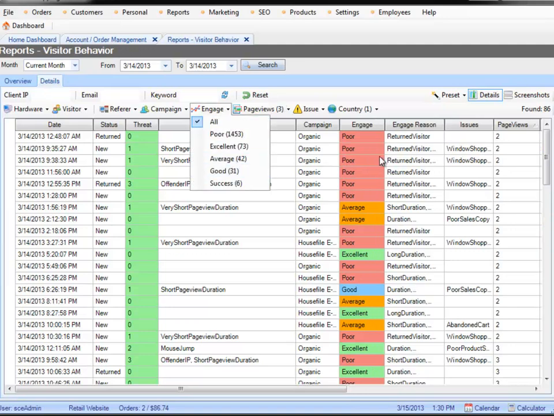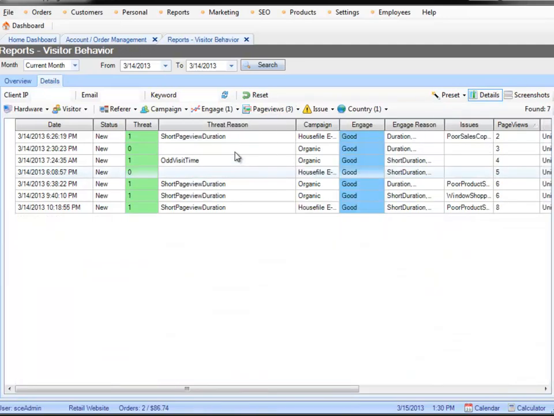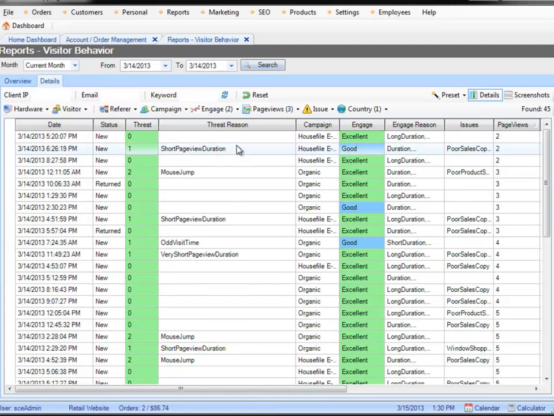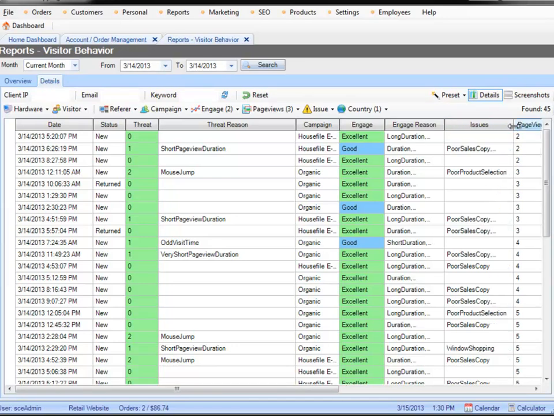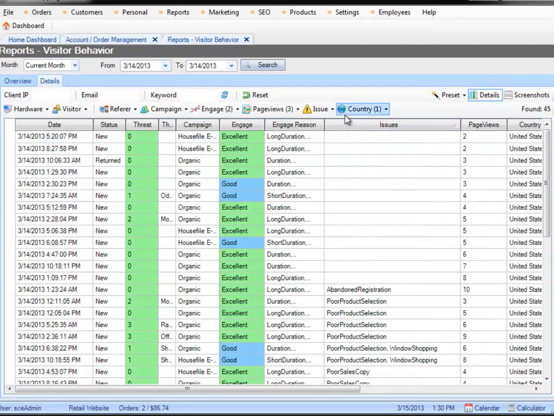So what I'm going to say is I don't want to see poor engagement. I only want to see good and excellent keywords. So now we're down to 45 people. Do you see how we went from like 1,500 to 45? We're looking at 45 real people to figure out why they didn't convert. And now we're going to say, well, why did they not convert? So we expand the issues column, and I'm going to sort it.